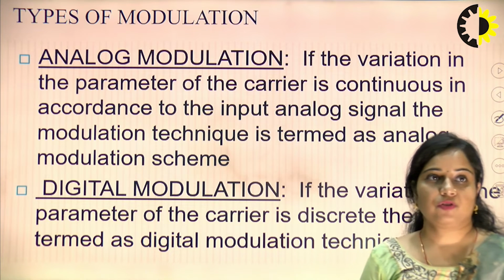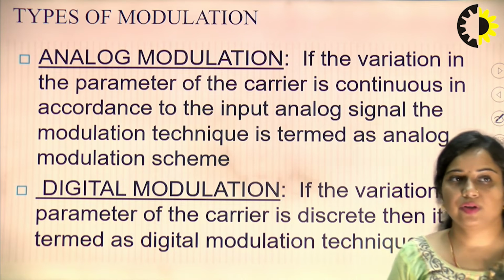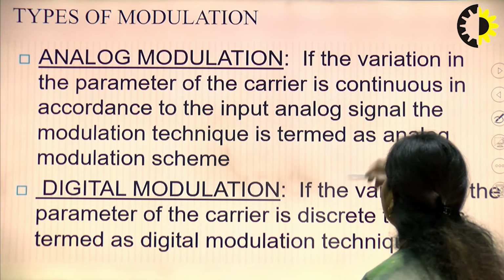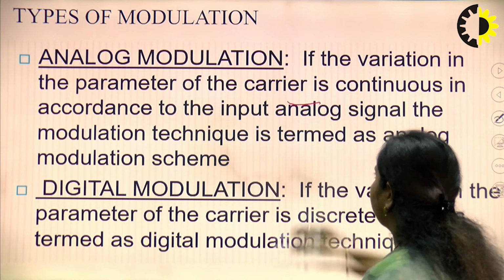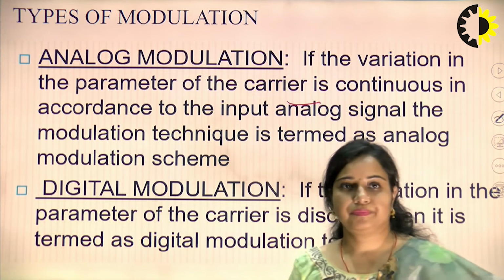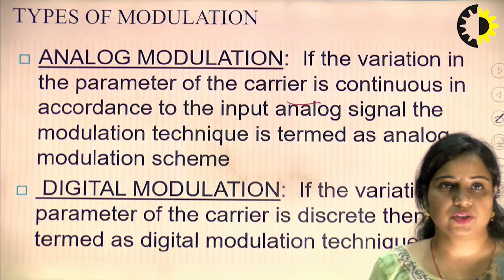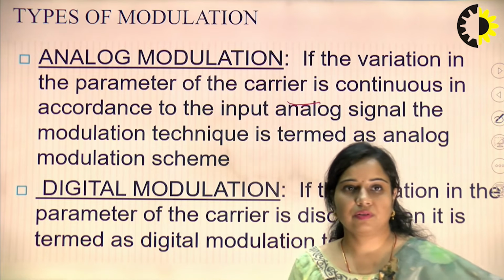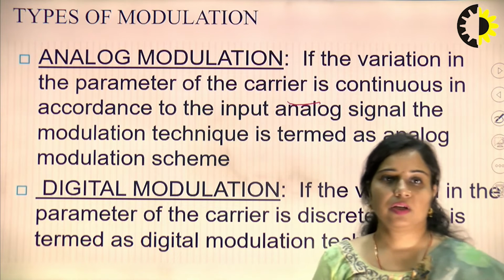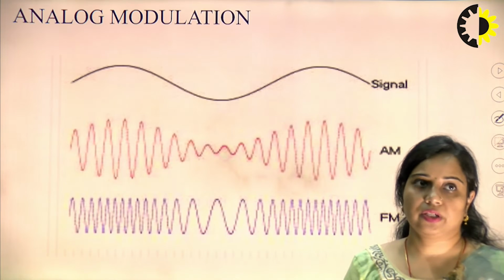Now next is types of modulation. There are two types of modulation that are used. First one is analog modulation, another one is digital modulation. In analog modulation, if the variation in the parameter of the carrier is continuous in accordance with the input signal, that is known as analog modulation. Whereas in digital modulation, if the variation in the parameter of the carrier is discrete, that is known as digital modulation technique.